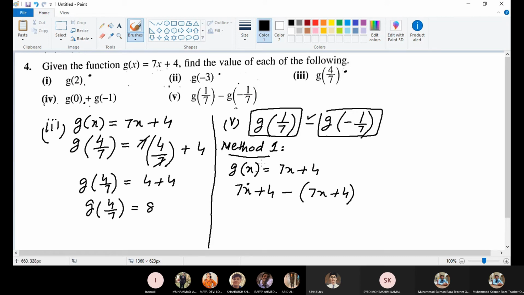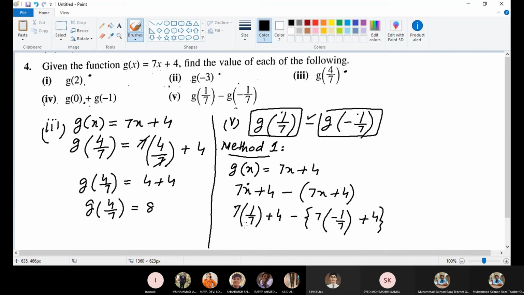And this x is for 1 over 7. Okay? So I'll be solving it like 1 over 7 over here and plus 4 minus, and over here I'll be making the curly brackets, and this 7 is minus 1 over 7, so I'm going to write minus 1 over 7 plus 4 over here, bracket closes.